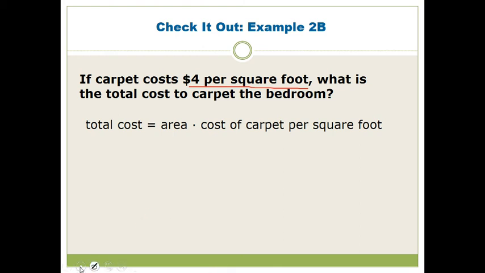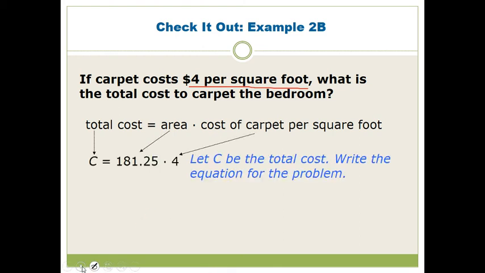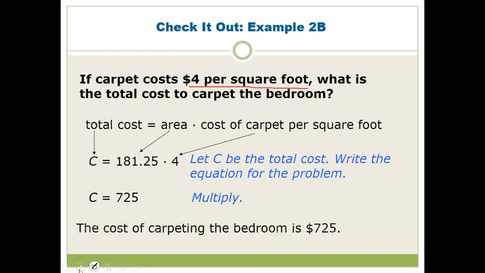Okay, so from the previous slide, we saw that the square feet of the bedroom was 181.25 square feet. Each and every one of those square feet costs $4. So this is a multiplication problem. To find the total cost, I need to multiply the area times the cost of the carpet per square foot. So when I take 181.25 and multiply it by 4, we get 725. And remember, we're asked to find the cost of something here. So that unit would be in dollars. It costs $725 to carpet that room.